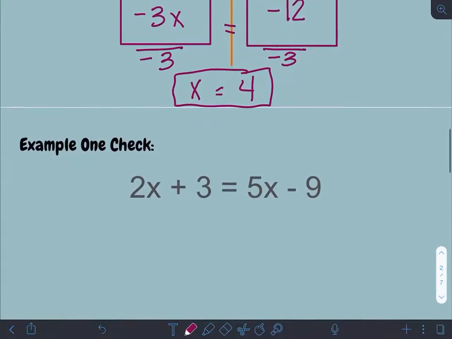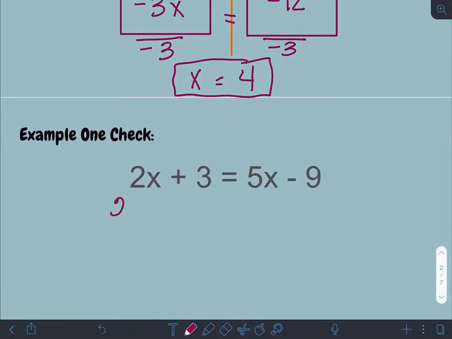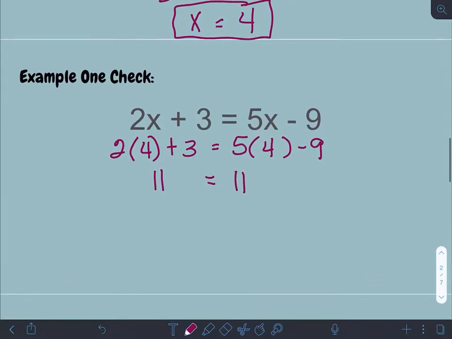Now I want to check my answer. So I'm going to put my answer in where x is at. You see how I put parentheses where x is at? I substitute the value of x in. And when I solve, 2 times 4 is 8, plus 3 is 11. 5 times 4 is 20, minus 9 is 11. So my check is 11 is equal to 11. My solution is still x is equal to 4. So I know that x equaling 4 is the correct answer.